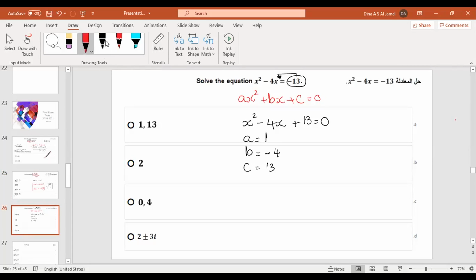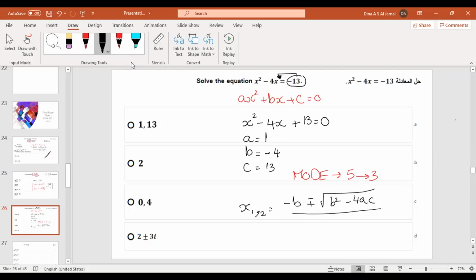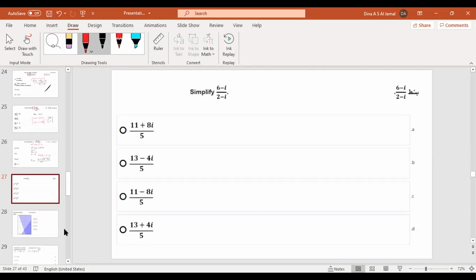So you have many choices, whether you use the calculator mode 5, 3, or you can use the quadratic formula x1,2 equals minus b plus or minus square root of b squared minus 4ac over 2a. You have two choices, but since you have limited time, it is easier to use the calculator. So if you use the calculator, this will be your answer. It will be complex. Good. So now let's go to the other question.